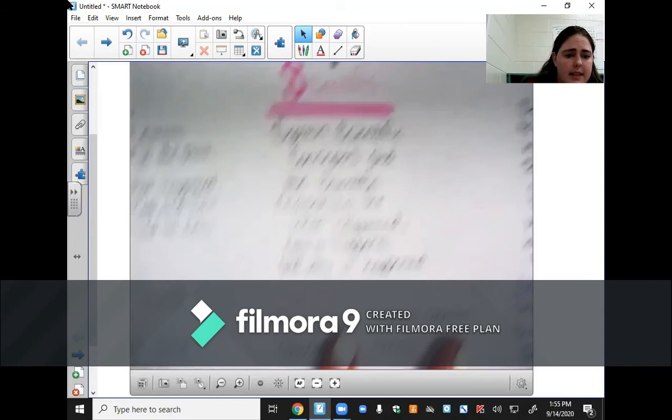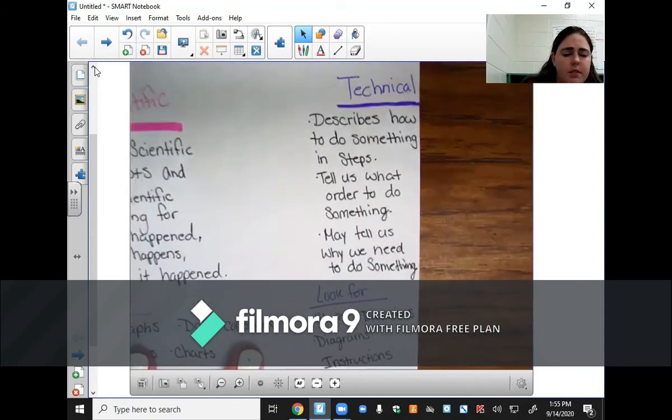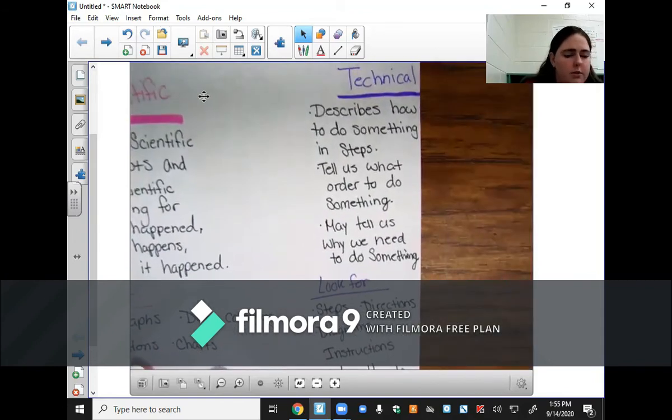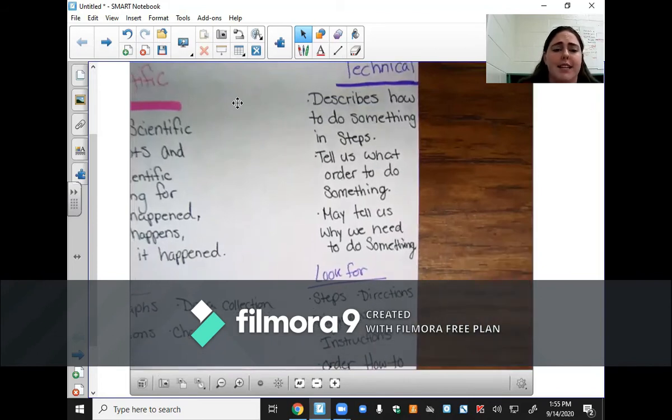All right, next is technical. So for technical text, it describes how to do something in steps, tells us what order to do something, and it may tell us why we need to do something. So you're going to see this, and it might be telling you how to make a PB&J sandwich, how to carve a pumpkin. Recipes are technical texts. To-do lists, how to do things.